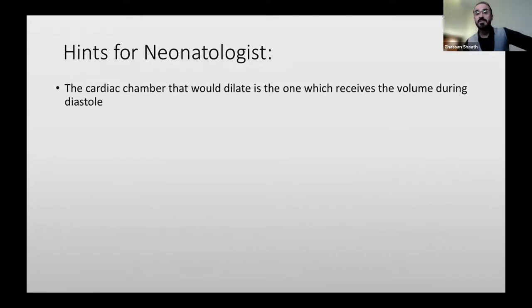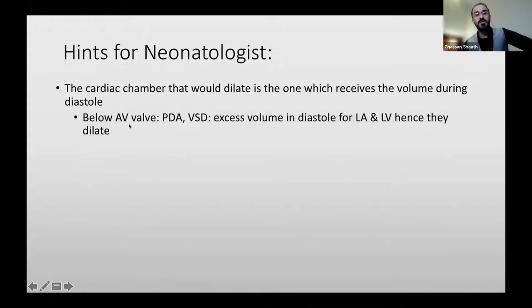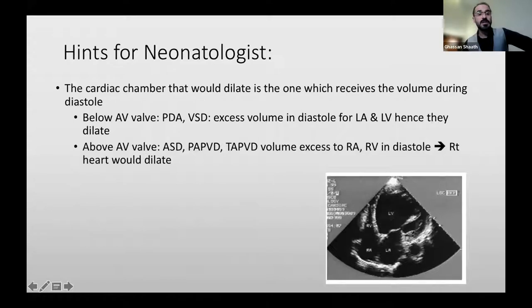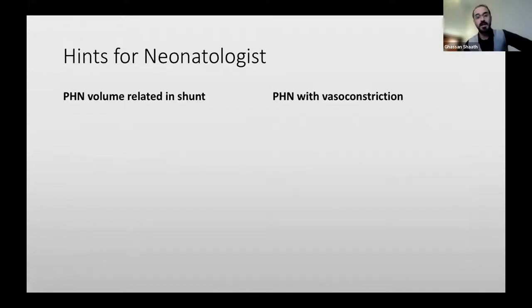The cardiac chamber that would dilate is the one that receives the excessive volume during diastole. So below the atrioventricular valve, tricuspid or mitral, I mean BDA, VSD, and so on, the excess volume is received in the LA and LV, hence they dilate. In contrast, the shunts above the atrioventricular valves, like ASD, total anomalous, partial anomalous, have a right side failure or right side dilatation, like what we see in this example. And both of them may present to you with pulmonary edema early in the disease.